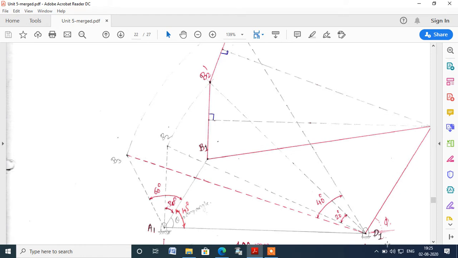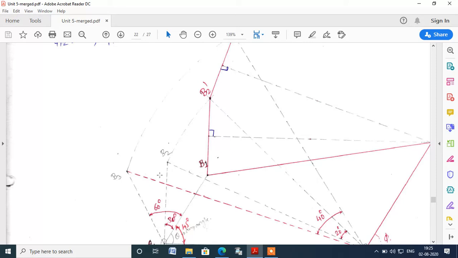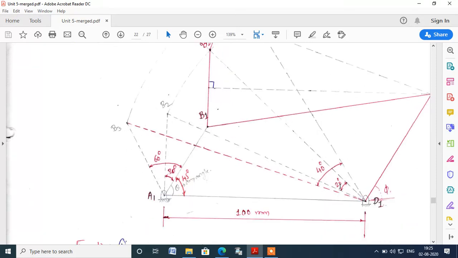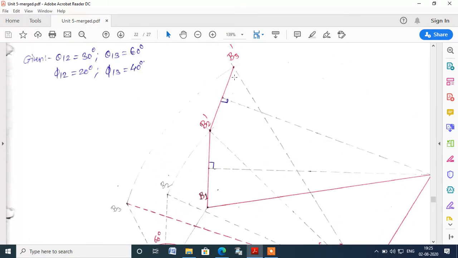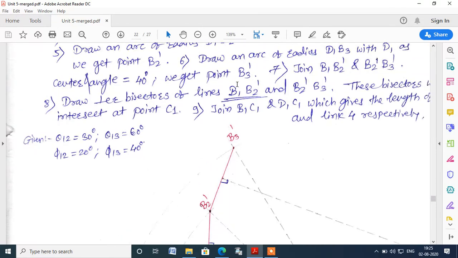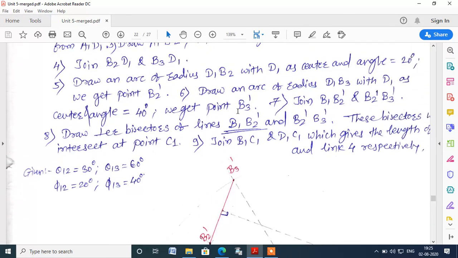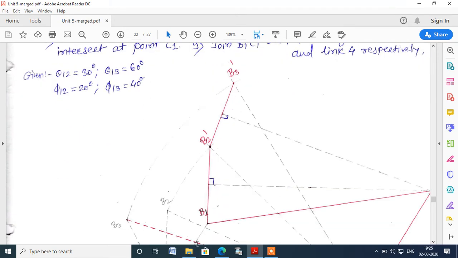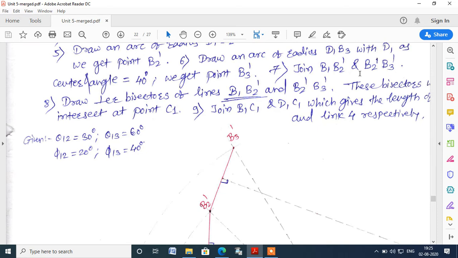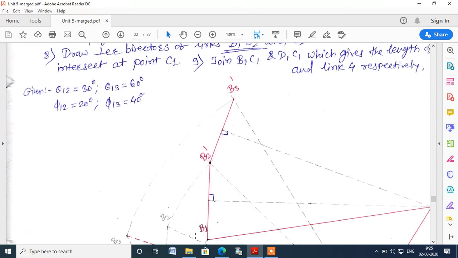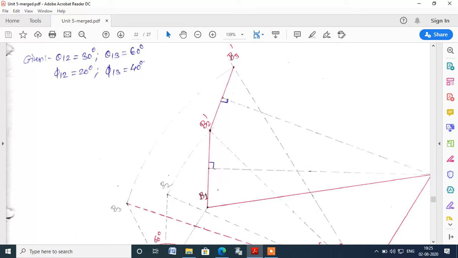Similarly, join B3 with D1. Take distance B3 D1 in the compass with D1 as a center and draw another arc. Then from B3 D1 take the angle 40 degree, as mentioned in the problem, and draw one line. That line and this arc meet somewhere, and that point is marked as B3 dash. Then join B1 B2 dash and join B2 dash B3 dash.